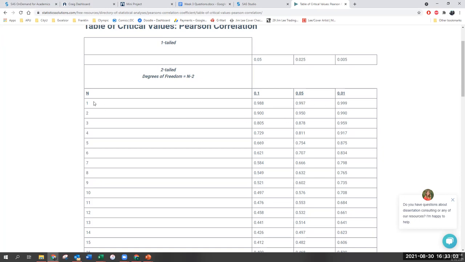And you can see that as your sample size goes up, the strength of your correlation goes down drastically in order for something to be considered significant. Now, 5% is kind of, I wouldn't say the gold standard, but it's the most frequently used alpha level of error. So meaning that you're 95% confident in your results. So this middle column here is the most commonly used significance level.